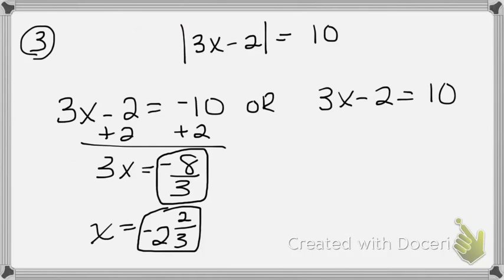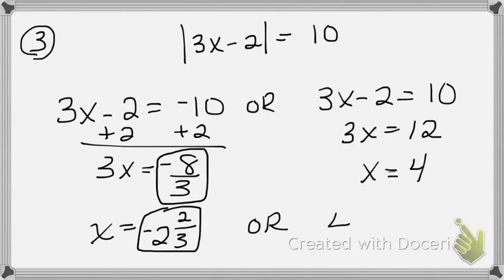Other side. Add 2 to both sides. Oh, this will be nice. Then divide by 3, and there's your 4. So one or the other is going to work. Either use -8/3 or use +4.